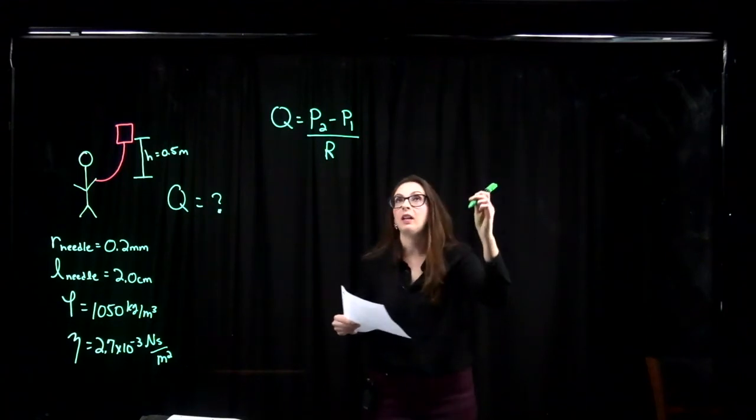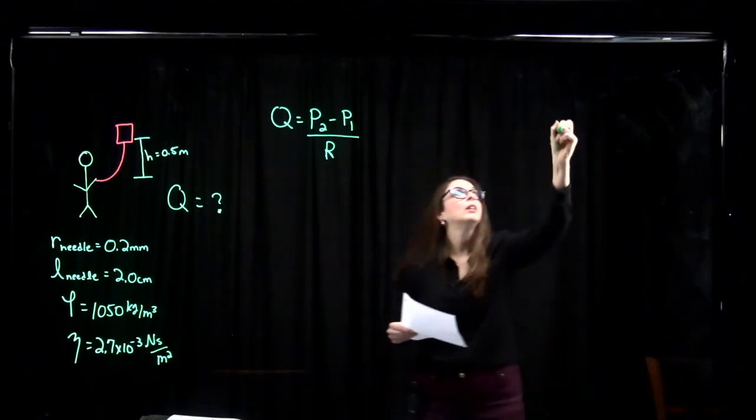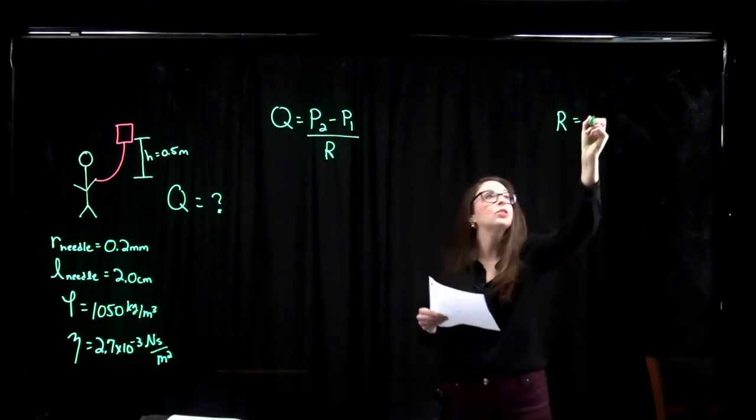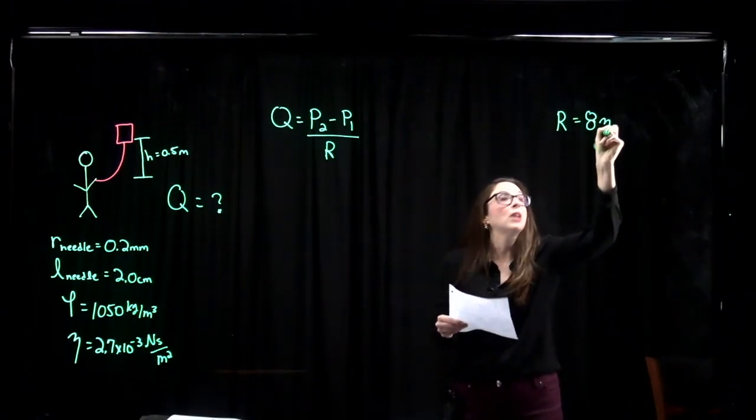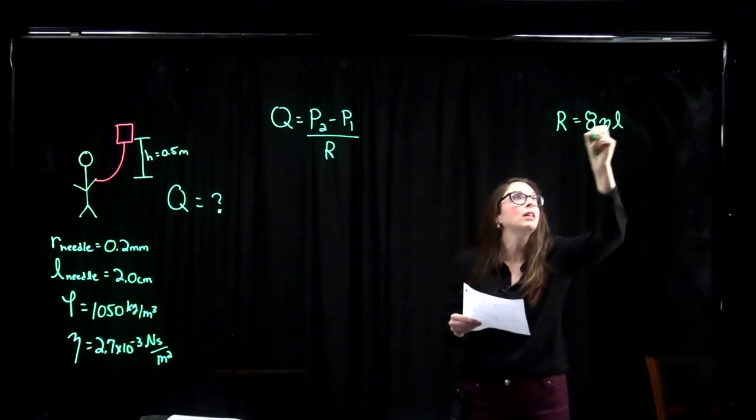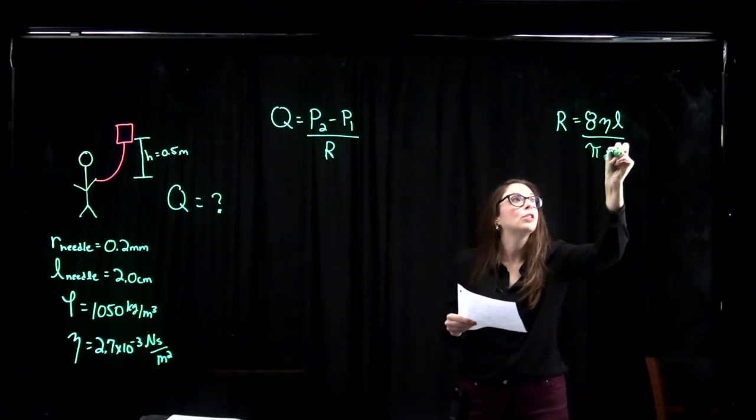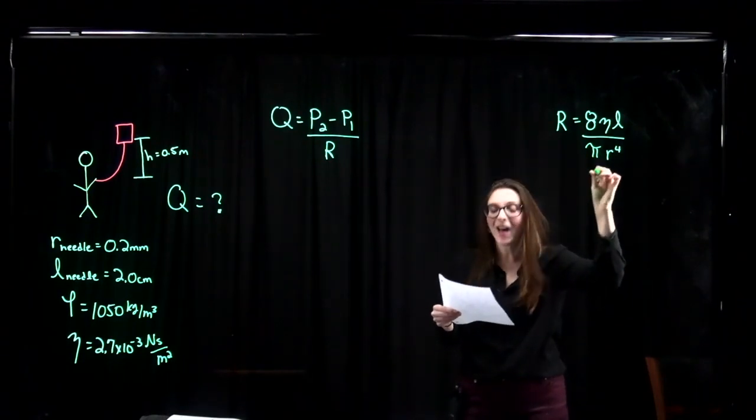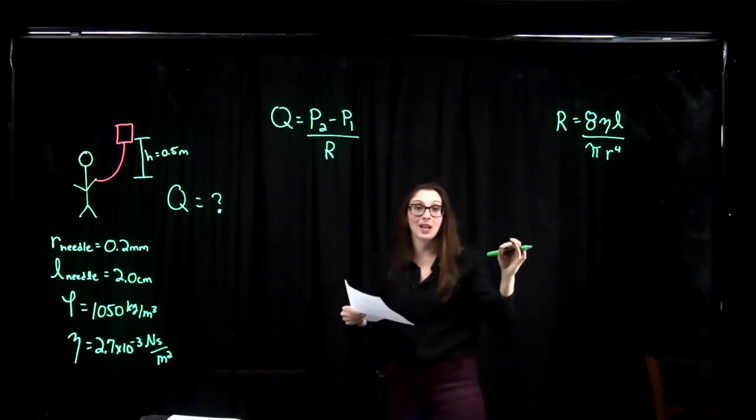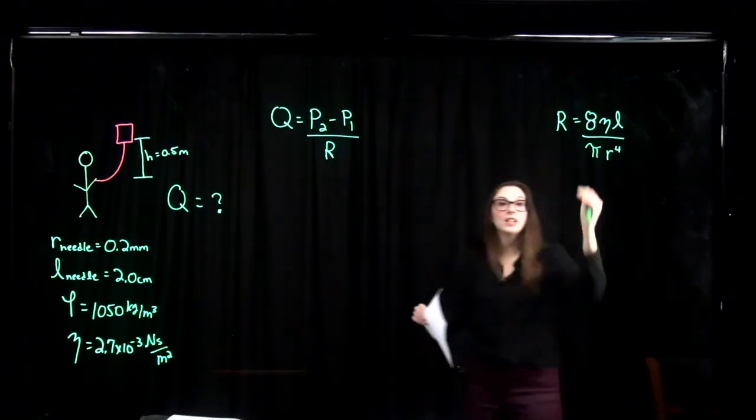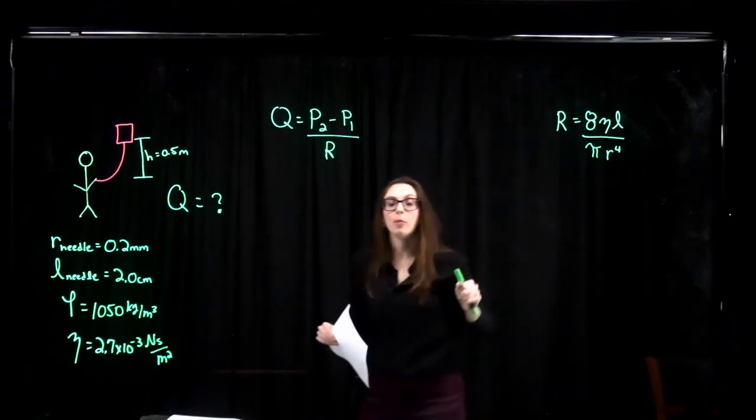We've already seen that this equation, I'll write it over here, for this resistance R is equal to 8 times our viscosity times the length of the tube divided by pi r to the fourth, where this little r is the radius of, in this case, our needle, and L will be the length of our needle that's inserted into our person's arm.